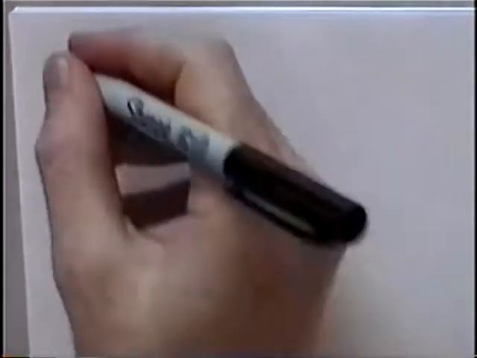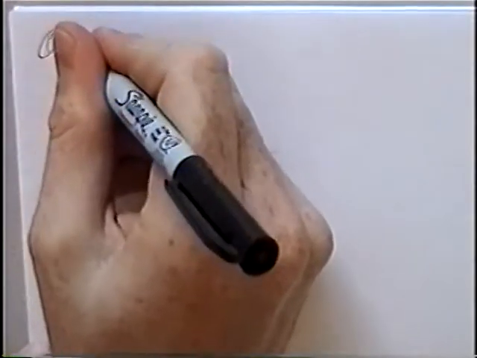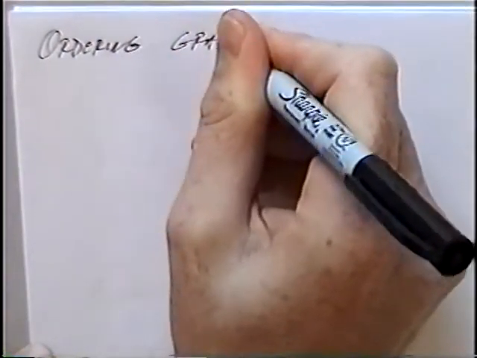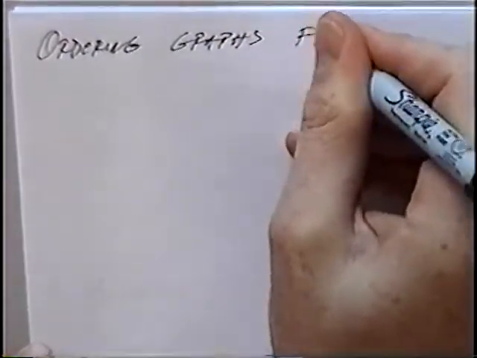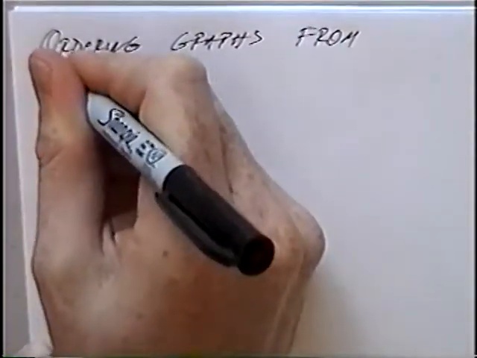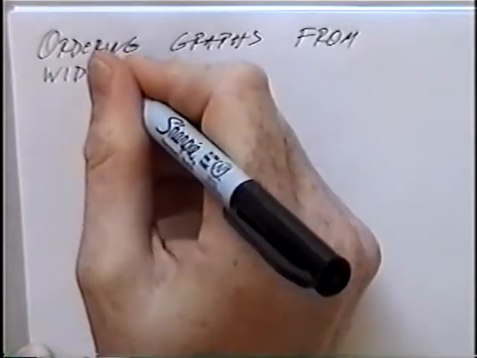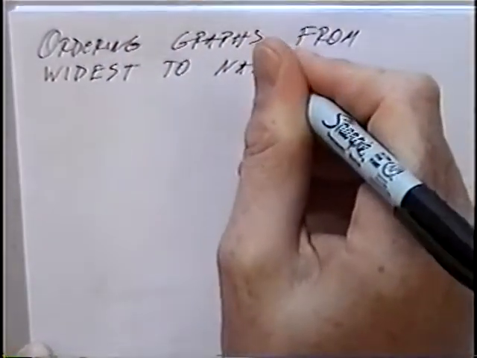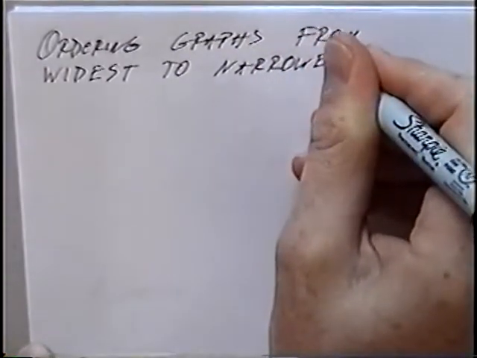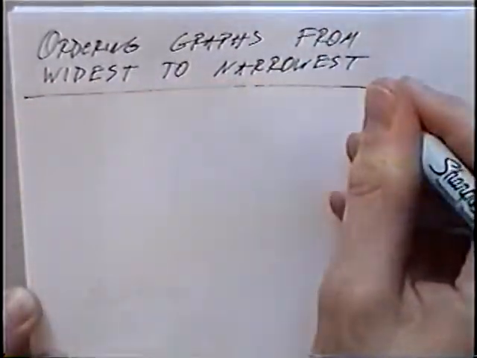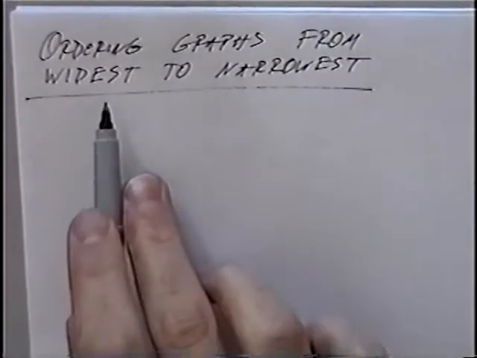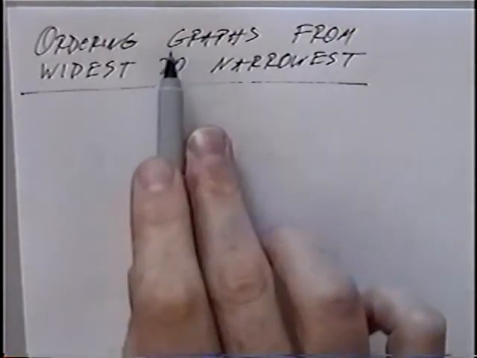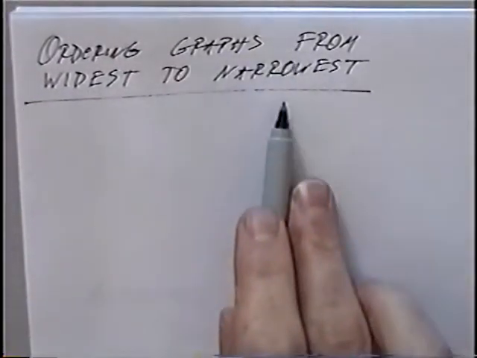Last section of notes today is titled Ordering Graphs from widest to narrowest. A wide graph will be a graph that starts on the left and kind of curves down to the right, but real wide. Narrow is kind of a tall, skinny graph.